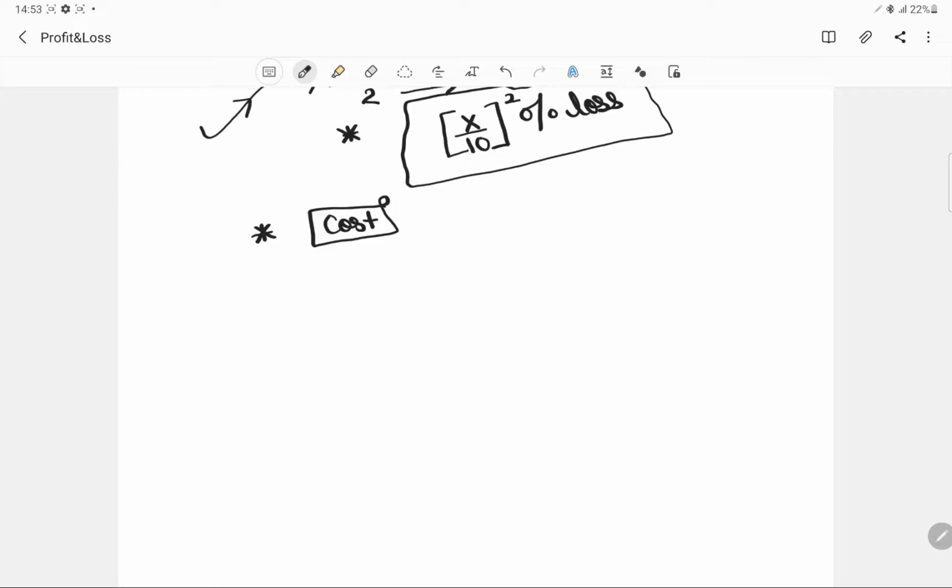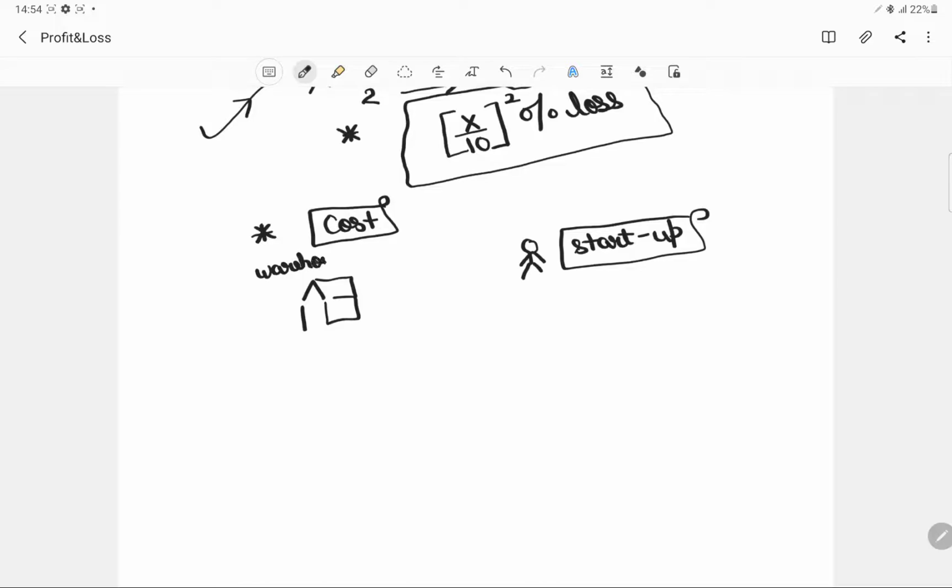So for example, I am a customer who actually wants to start a business of my own. So what I did is I rent a place. This was a sort of warehouse for my company, and this actually cost me rupees 10,000 per month. So per month I had to pay rupees 10,000 for it.